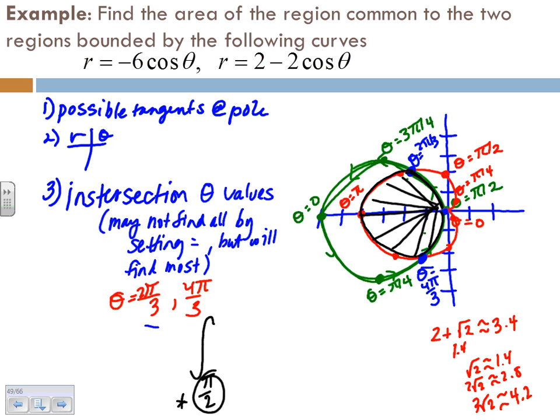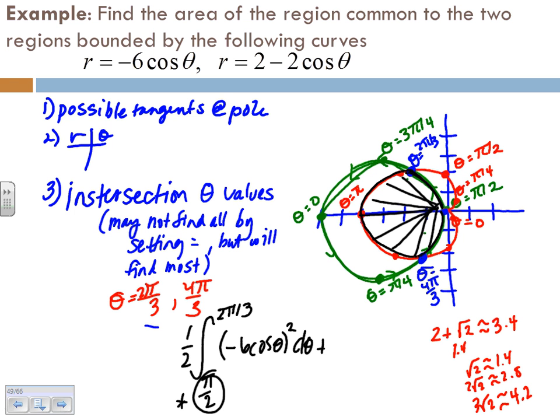That's why I made mine two different colors. If you want to use colors, go for it. It keeps you organized. The circle is my green, and that was at a theta value of pi over 2. At 0, I was over here. So I'm following the circle starting at pi over 2, going till when? 2 pi over 3. And I'm doing that for the circle, which was negative 6 cosine theta squared, times 1/2, d theta.